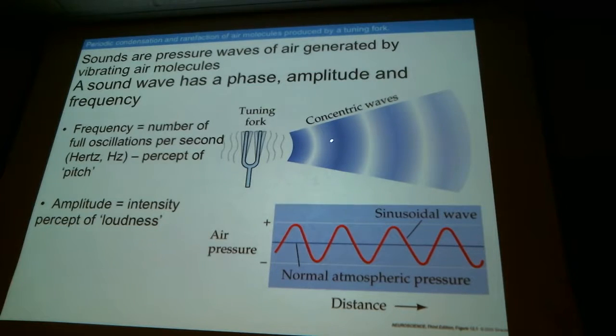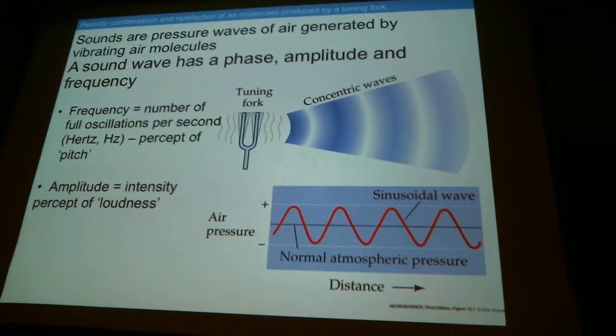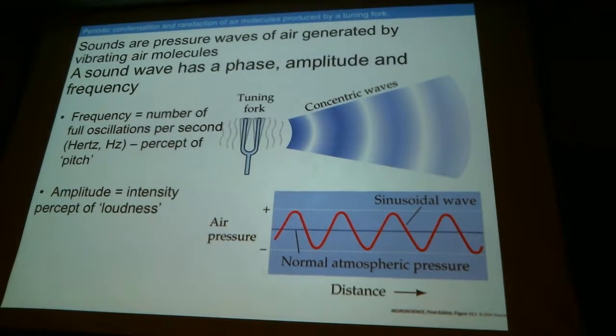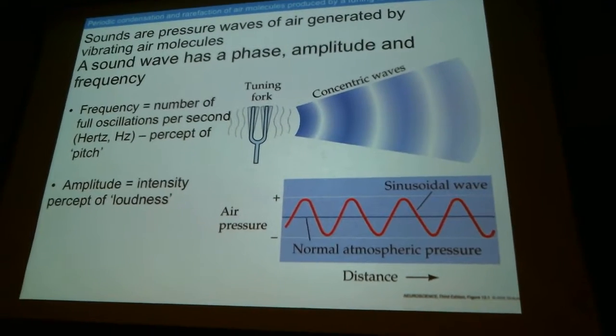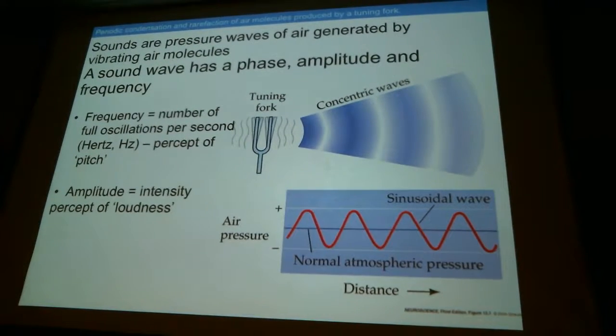Dark rings versus light rings is a variation around sort of mean atmospheric pressure. Okay, so this is the amplitude, and then the number of cycles per second is the frequency. Okay, we usually perceive this as loudness. There are some technicalities there in terms of intensity translating to loudness, but you can think of this as the percent of loudness.